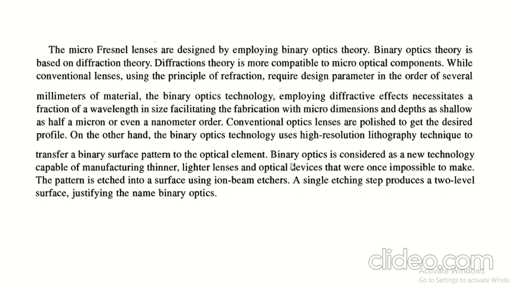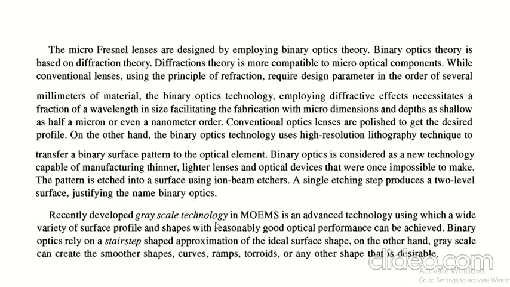So binary optics is considered as a new technology capable of manufacturing thinner, lighter lenses and optical devices that were once impossible to make. The pattern is etched into a surface using ion beam etchers. This we have already covered, how ion beam process can be used for etching. A single etching step produces a two-level surface, justifying the name binary optics.